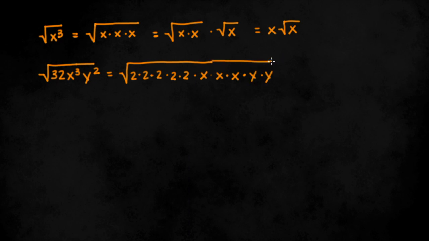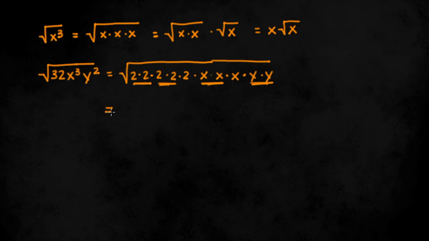Now that we have broken down the expression, we can pair up the numbers. We have two 2's here, two 2's here, and we don't have another 2 to pair up with this 2, so it will remain under the radical. We have two x's, we also have two y's, and this x will remain under the radical.